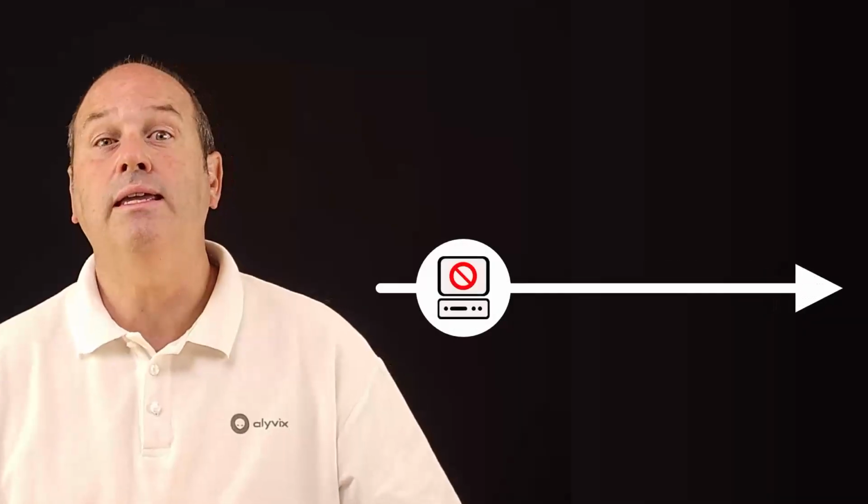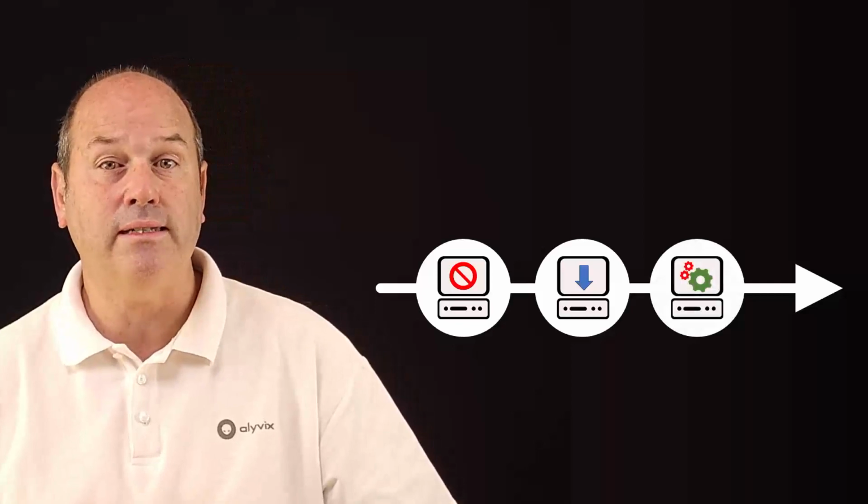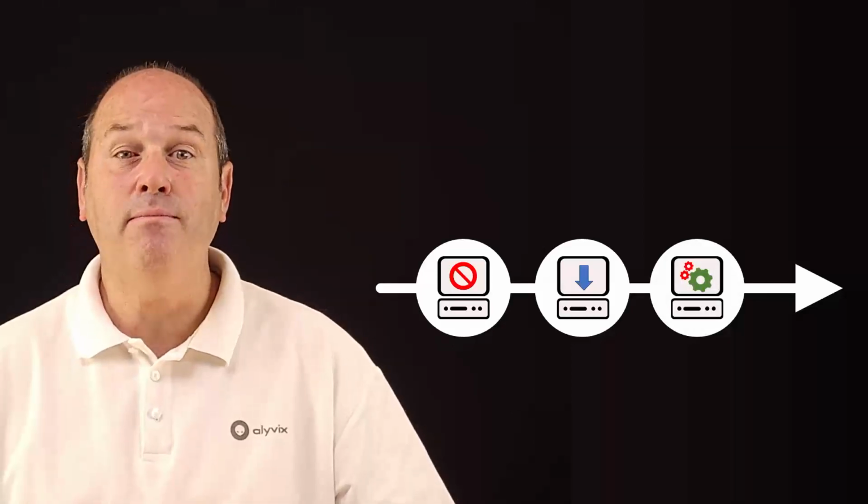So I hope I've convinced you that now is the time to migrate to Alyvix Service. Well, now you're faced with the next question. How do I migrate? The process is basically to uninstall Alyvix Server, install Alyvix Service, and then configure Alyvix Service in the new monitoring system. Let's look at each step in more detail.